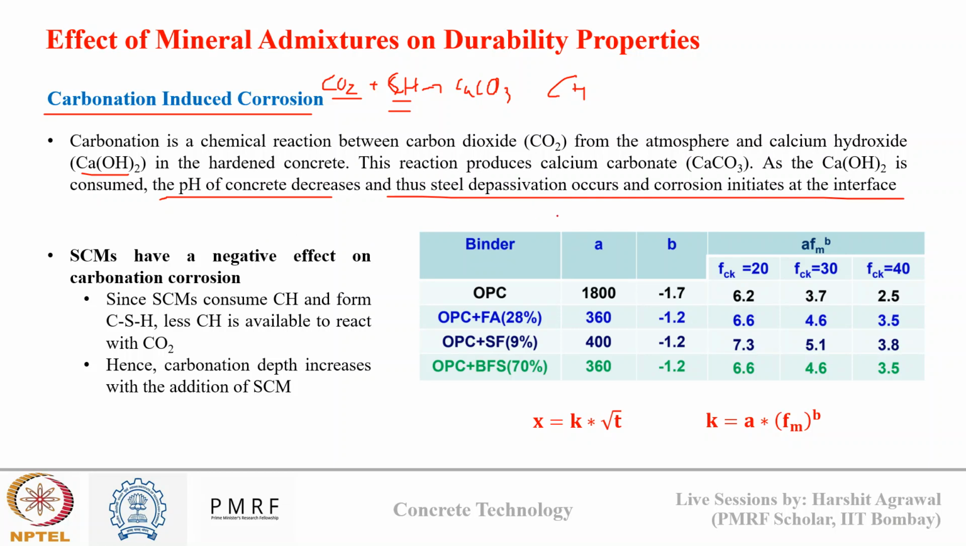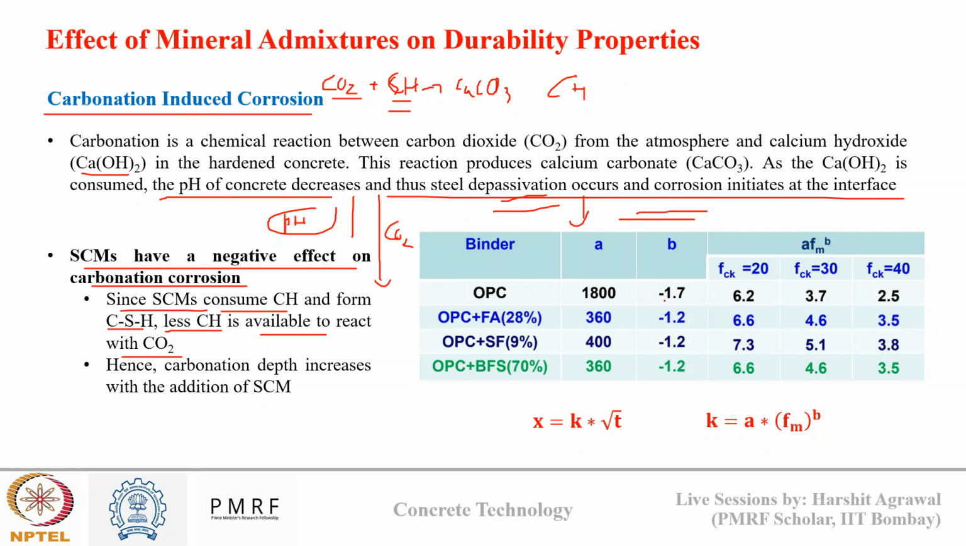This we'll see later on how it happens. So since pH decreases, what happens? The stable passive layer on the steel surface breaks down, which increases the corrosion rate. So lower is the pH, higher is the rate of corrosion. Now SCM has a negative effect on carbonation. Why? Because SCMs are consuming CH initially and forming CSH. So there is less CH available to react with CO2, and thus CO2 can penetrate to a greater depth compared to a concrete where there was just OPC. So in this way, SCM can have a negative effect on carbonation.